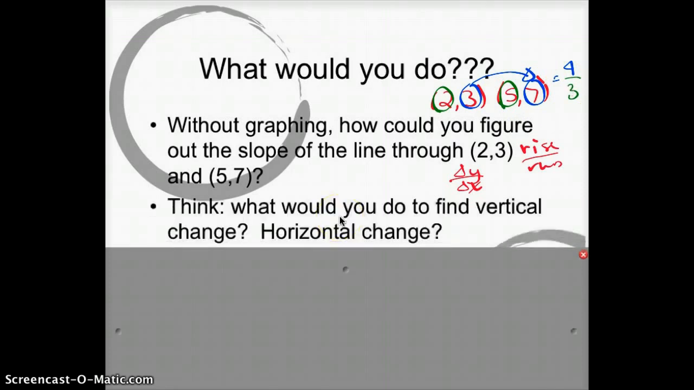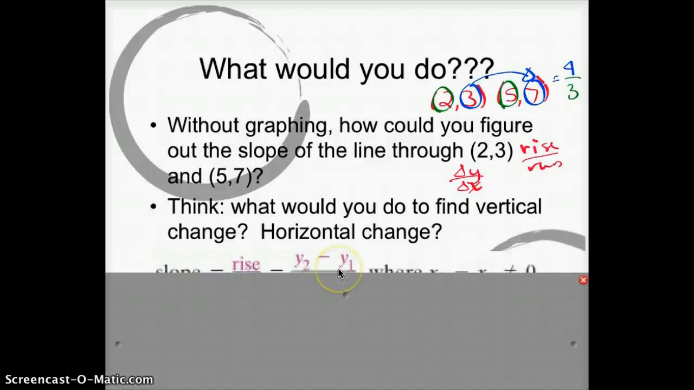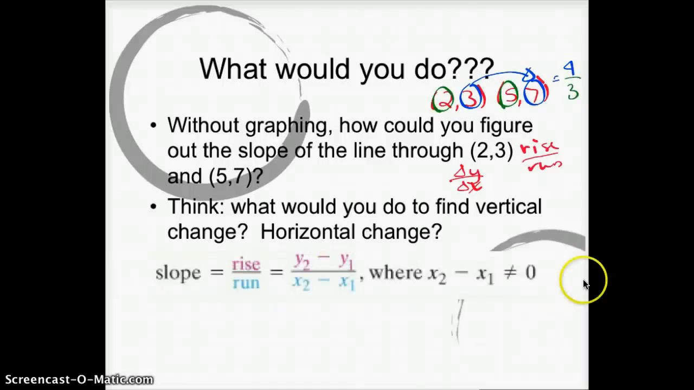So what would you do to find the vertical change? That's always the change in y, and the horizontal change is the change in x. One thing that you can do is subtract your y values and your x values. Here's my official formula. Slope is the rise over run. What you can do is subtract y sub 2 minus y sub 1 for the rise, and then divide that by x sub 2 minus x sub 1 for the x's.